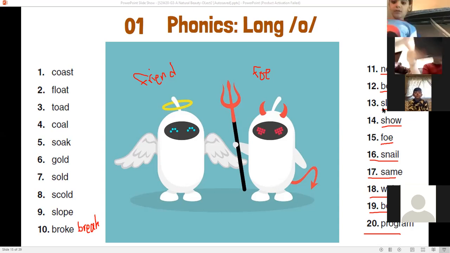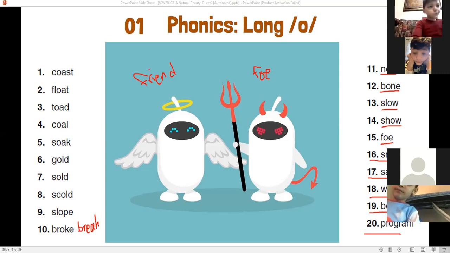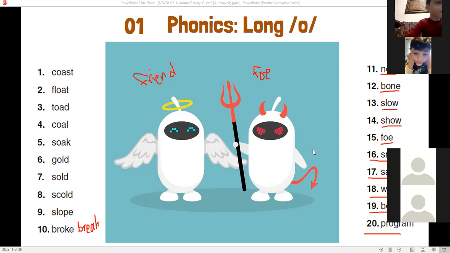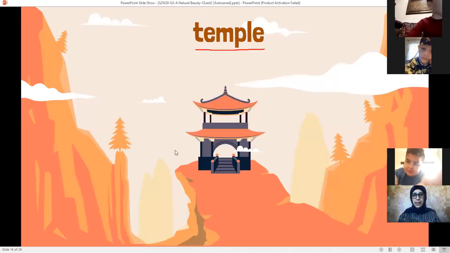Number 13, I have slow, the opposite of quick. I have number 14, show. Number 15, foe. What do I mean by foe? Foe is the opposite of a friend. A foe is like an enemy. And then snail, same, and way. These are from our previous dictation. And a bowl, like a bowl you put cornflakes and milk in. And program is like something you watch on TV, for example.